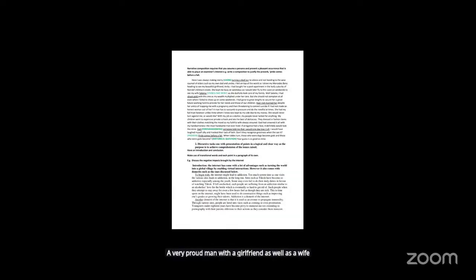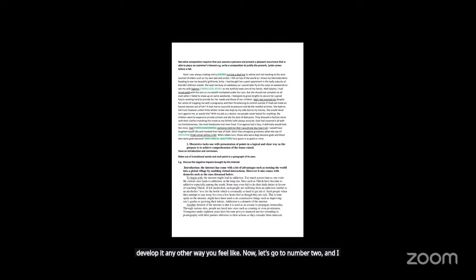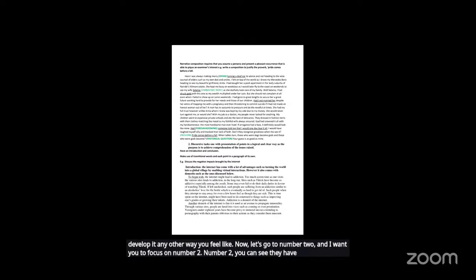Now let's go to another type of composition. It is not all about narratives. That composition, you can develop it any other way you feel like. Now let's go to number 2, and I want you to focus on number 2. Number 2, you can see they have spelled discursive. You can make reference to your Form 3 textbooks.